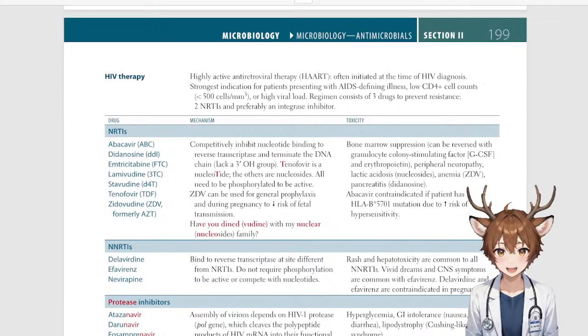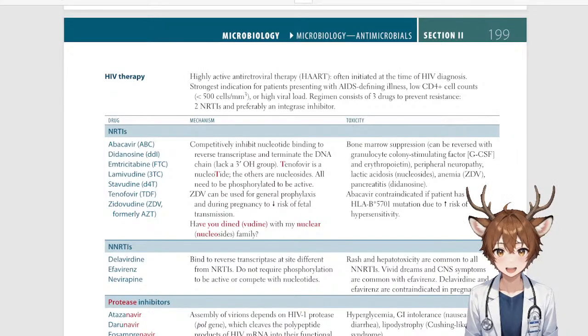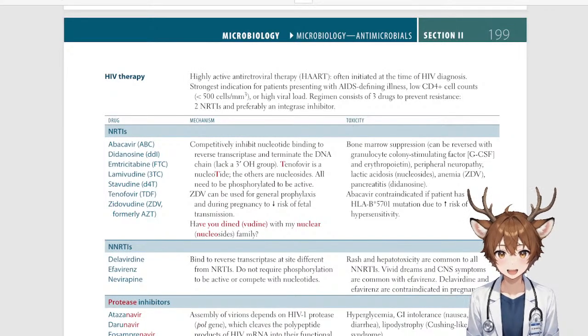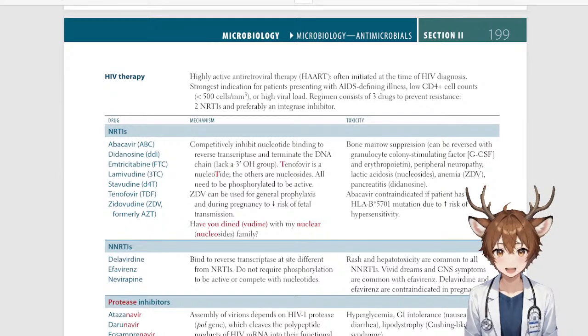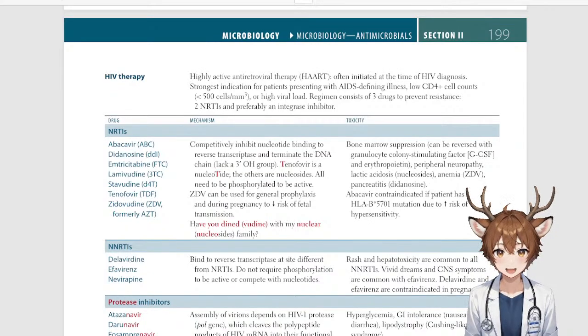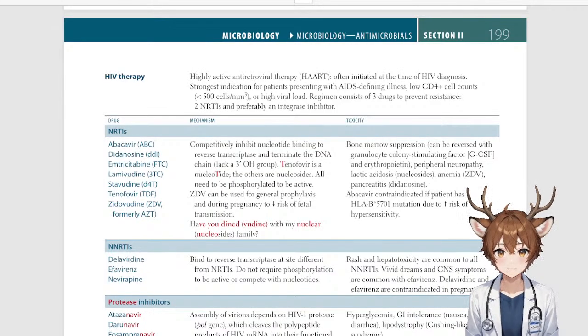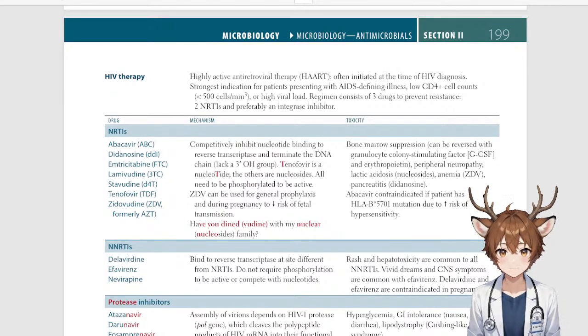So what about the drug mechanism and toxicity? Abacavir, emtricitabine, lamivudine, tenofovir, zidovudine. Okay. So what about them? Mechanism: competitively inhibits the nucleotide binding to the reverse transcriptase and terminates the DNA chain, lacking the 3' OH group. Tenofovir is a nucleotide. The others are nucleosides. All need to be phosphorylated to be active.